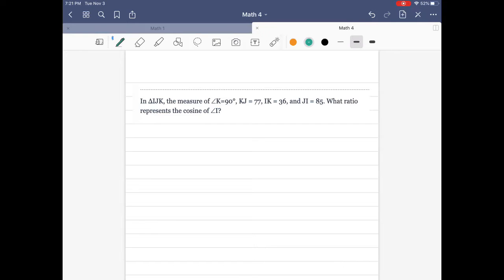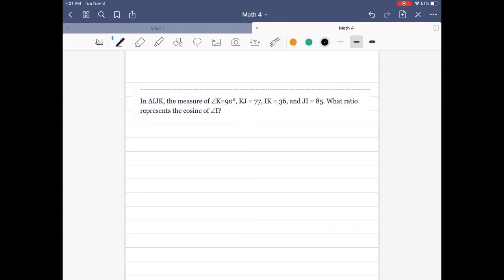All right, so for this video, we're going to talk about the types of problems that you're going to see in each section and just make sure everybody's clear on what you're expected to do. So it says in triangle IJK, the measure of angle K is 90 degrees, side KJ is 77, side IK is 36, and side JI is 85. What ratio represents the cosine of angle I?